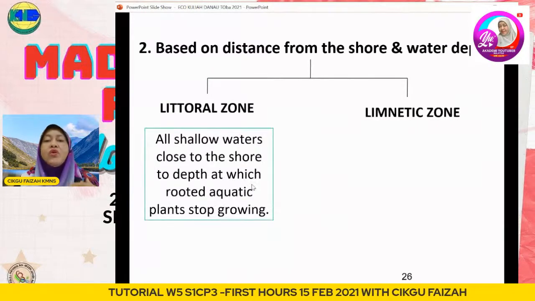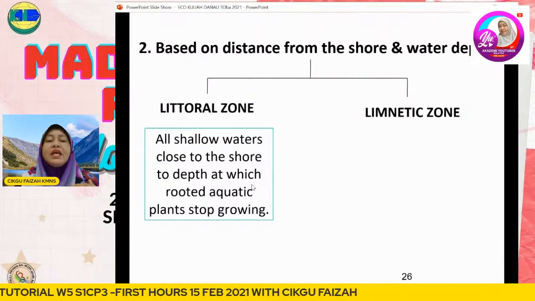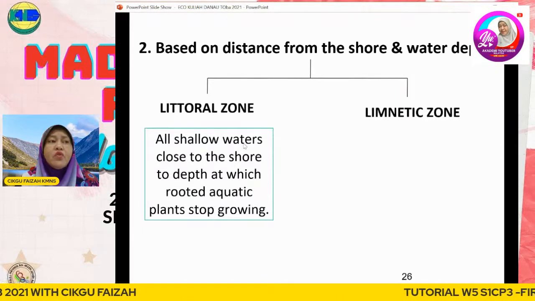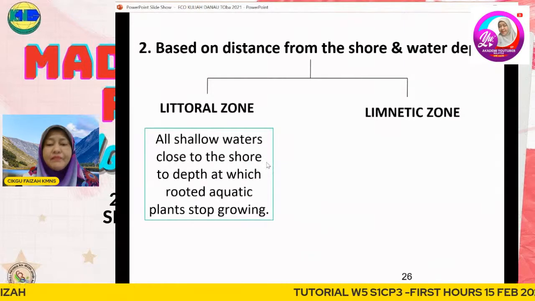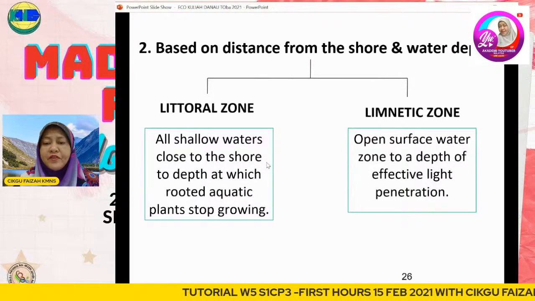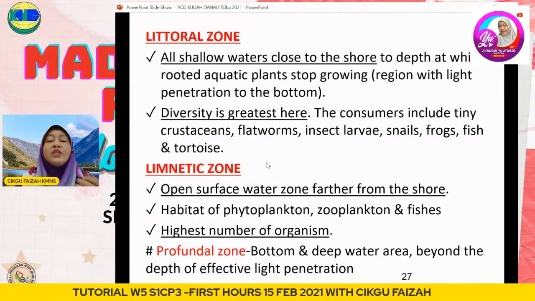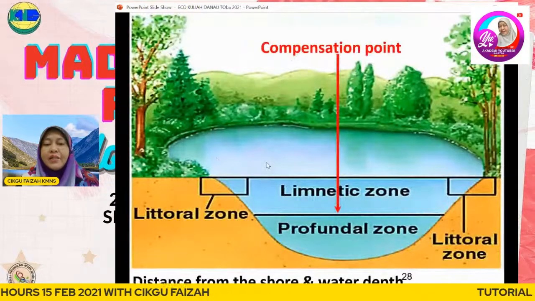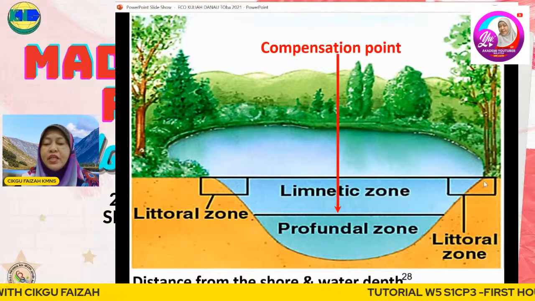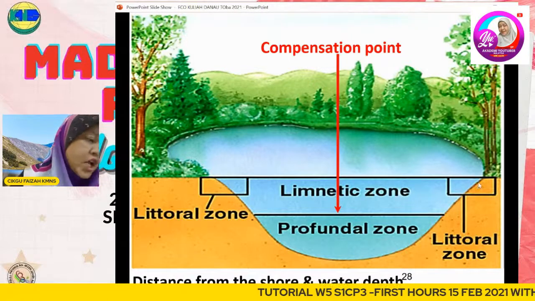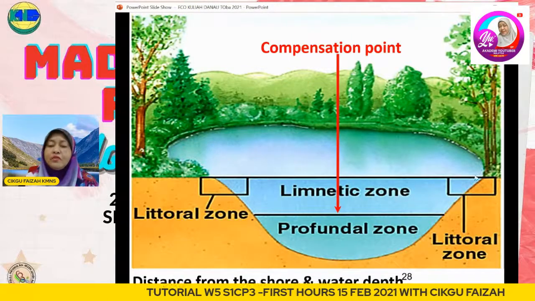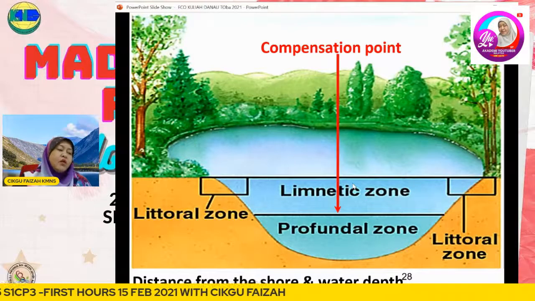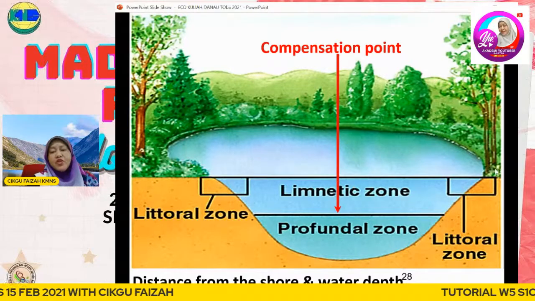Okay, now go to the littoral zone. Littoral zone mana tadi kelas? Littoral zone refers to the shallow water close to the shore to the depth. Right? Limnetic tadi open surface water. So these are all the biotic components that you can find. Nampak kelas, littoral zone is near to the shore, shallow water. Ni littoral zone. Limnetic is open surface water, the zone far from the shore.